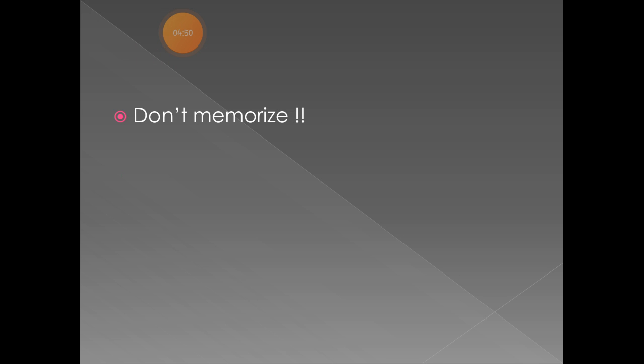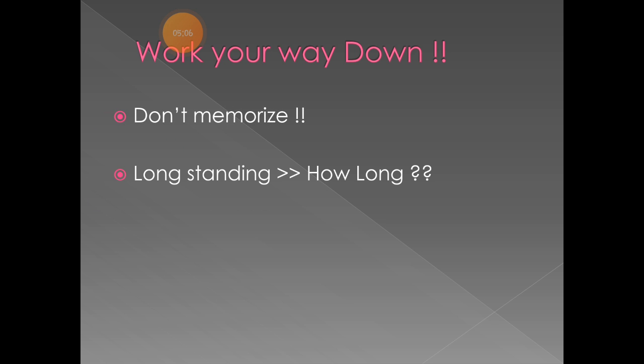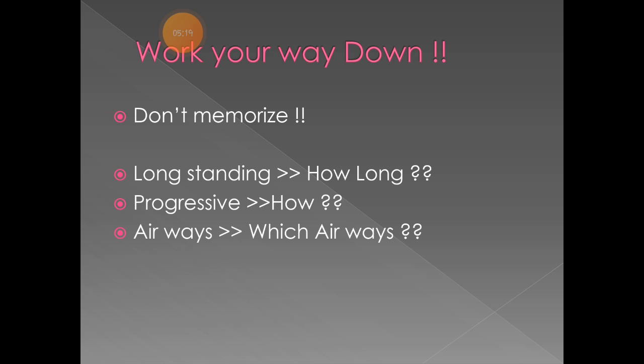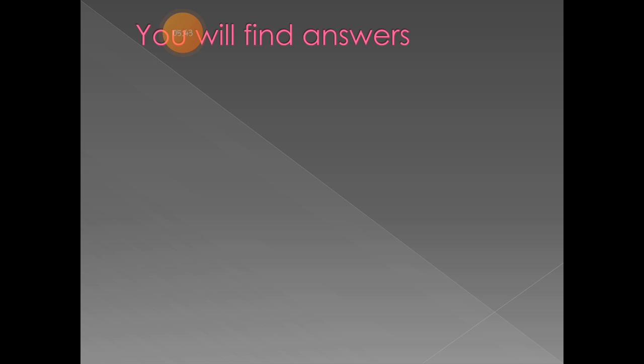So I simply ask you, don't just memorize all these definitions, because it's going to be a failure at the end. Just work your way down, so it will be helpful. It's a long-standing disease, and you can work out for how long. Then it says it's progressive, and you can question yourself as to how. Then it says airways are affected, so you can read around to find which airways. And it says there is inflammation, so which airways are inflamed, whether it's small airways or large airways. Likewise, you can question yourself and you will really find the answers.